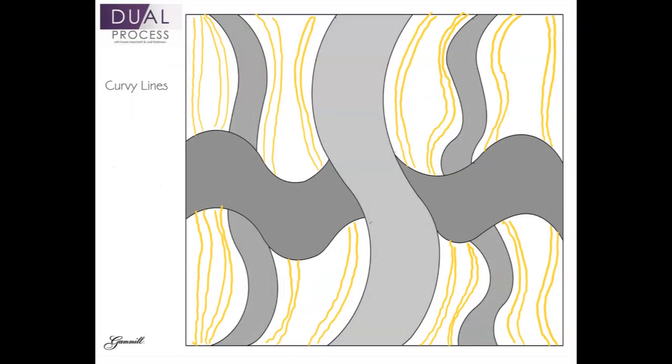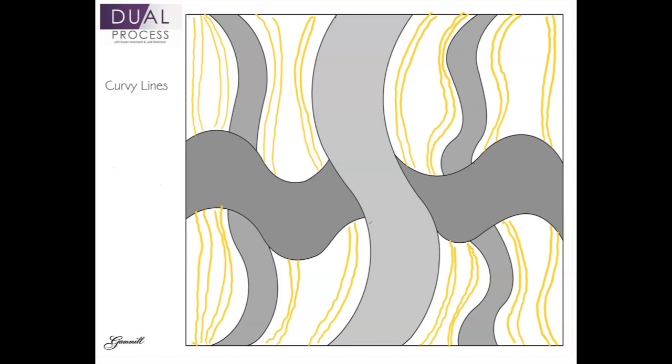Hi, it's Jody. Now we are moving on to my more complex design for the Curvy Lines quilt. So for this more complex one, you'll notice that I've already marked with yellow lines that I want to stitch. Am I going to stitch right on them? Probably not. And that's fine. They're just a guide, so I know where they're going to be.